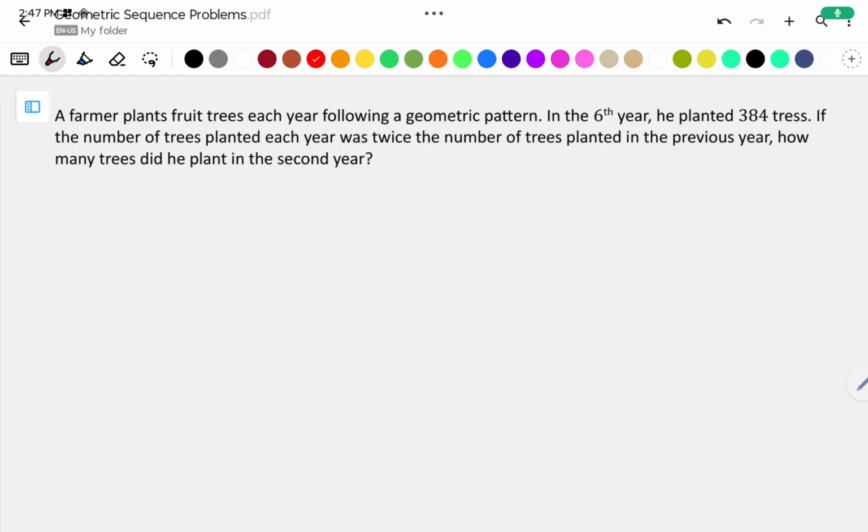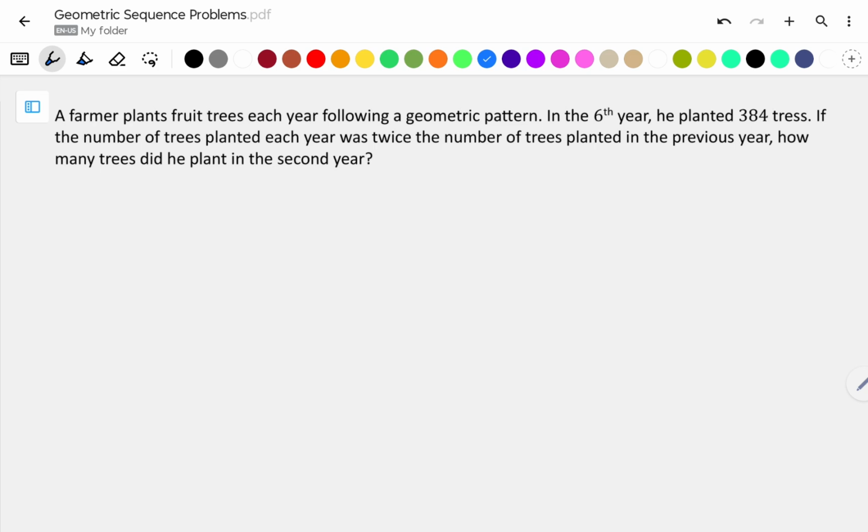A farmer plants fruit trees each year following a geometric pattern. In the sixth year, he planted 384 trees. If the number of trees planted each year was twice the number of trees planted in the previous year, how many trees did he plant in the second year?